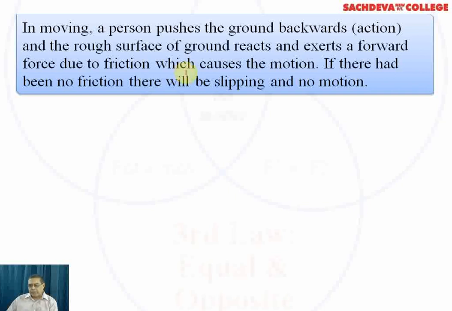So we can put it like this: a person pushes the ground backwards, that is action, and the rough surface of the ground reacts and exerts a forward push or forward force due to friction, and this causes the motion. If there had been no friction, there would be slipping and no motion. So friction is a must. If the surface is very frictionless, there are more chances of slipping.